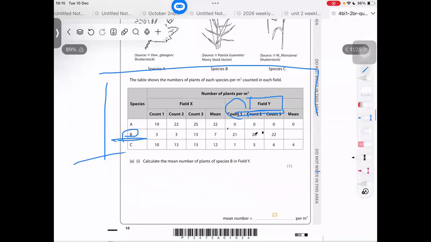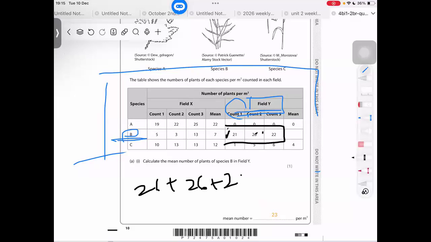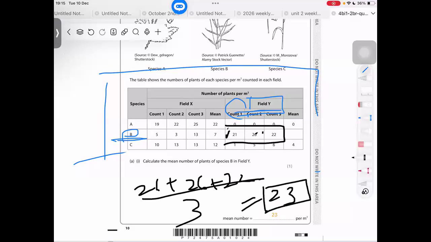But anyway, since all these are close values, you can take all the 3 values, 21, 26, 22, and divide by 3, right? You add them and you divide by the number of counts you have taken. So at the end, you will get the mean number as 23 per meter square.